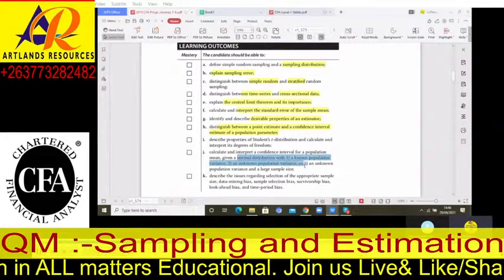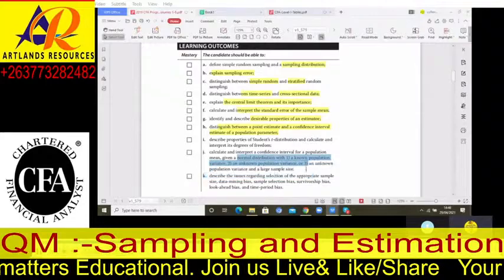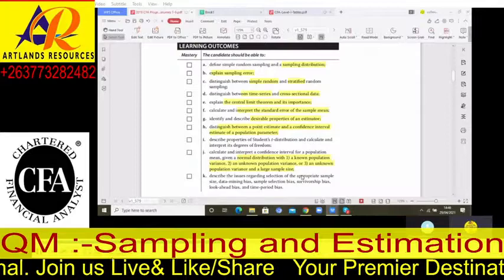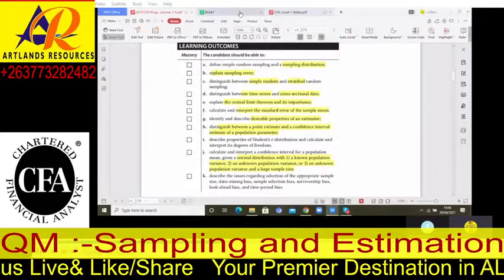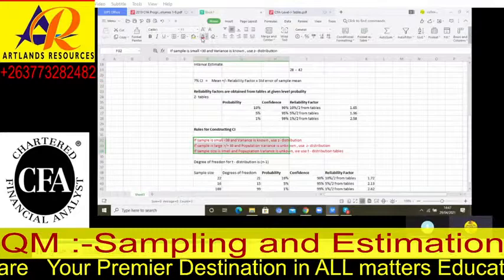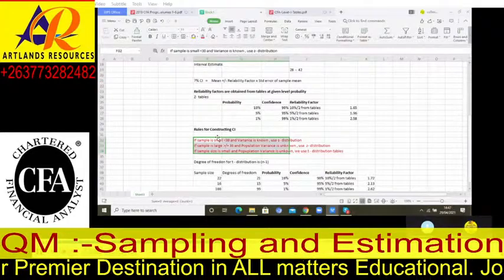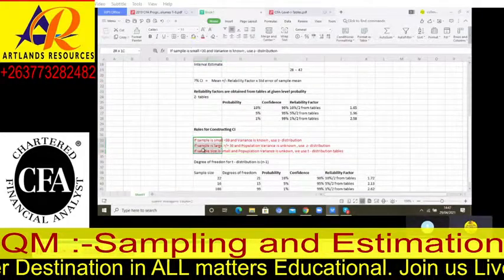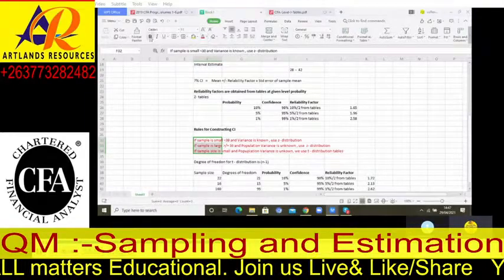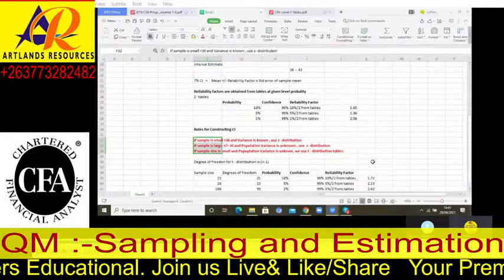Calculate and interpret the confidence interval of a population mean with a normal distribution, unknown population variance, and non-normal population where the sample size is large. We shall do this shortly when you are working questions. This is what I have denoted here with red. The figures which are given in red here are the figures which we shall use.